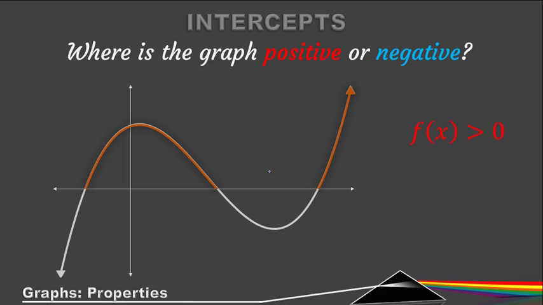Then your y values or your f(x) values will be positive. And then similarly, where is the graph negative? The graph is negative when the graph lies below the x-axis, because that means your y values will be negative or your f(x) values will be negative.